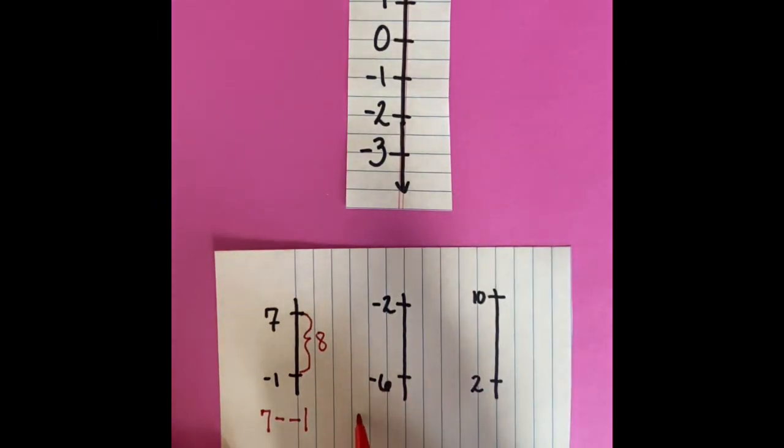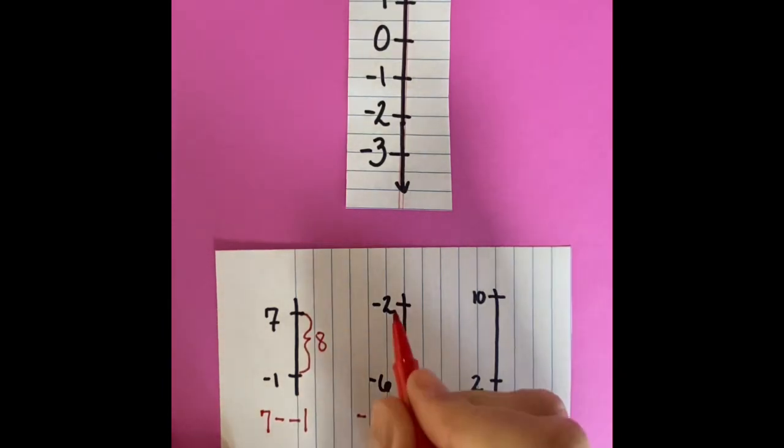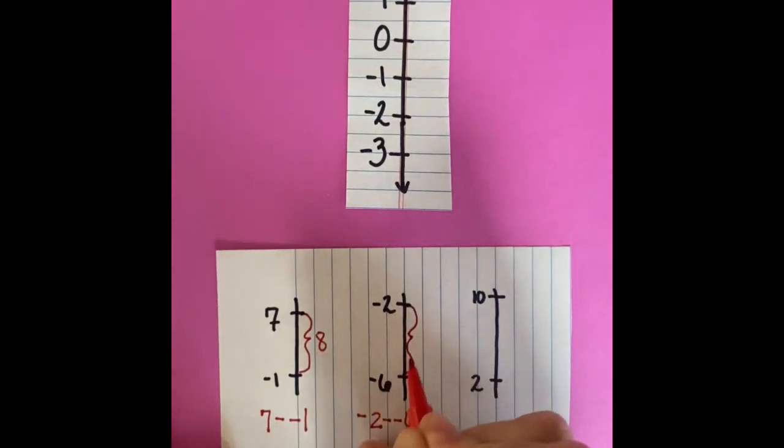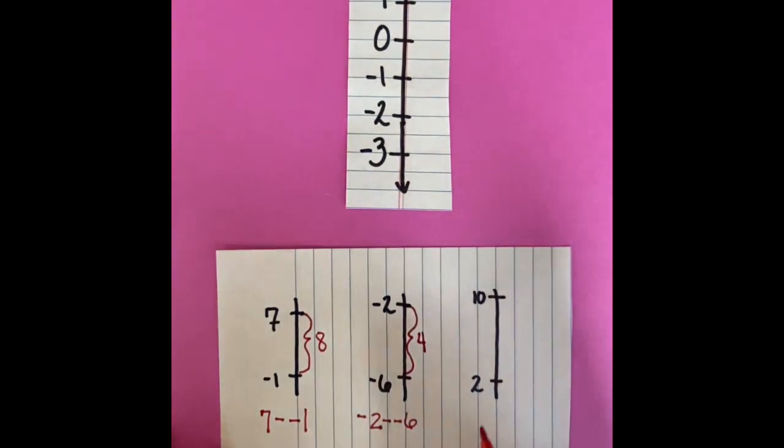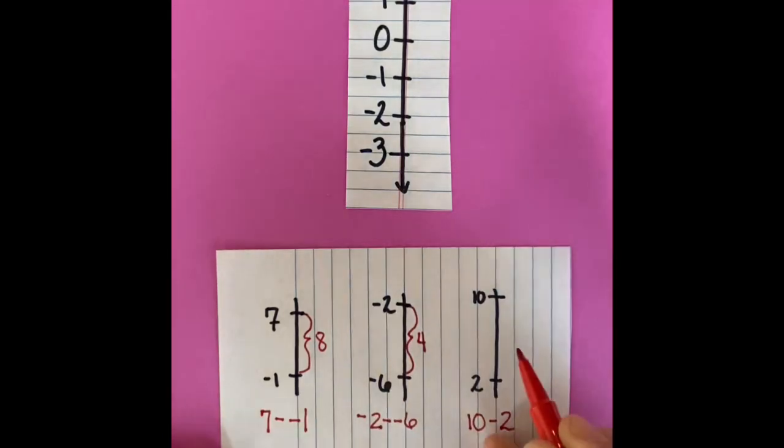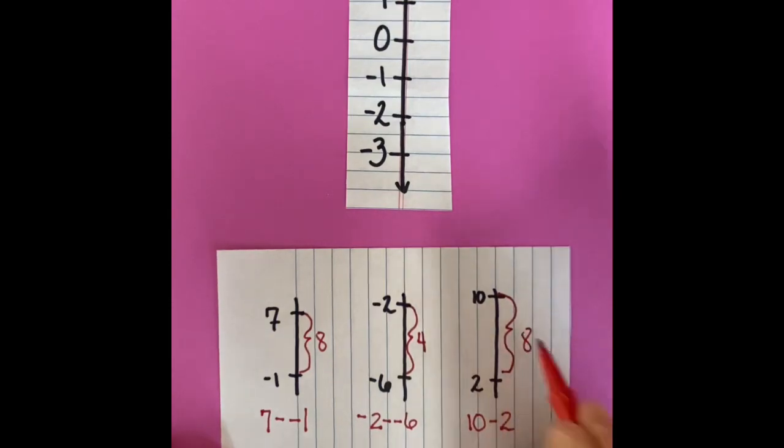The larger number is -2, minus the smaller number, -6. -2 plus 6 is 4. The distance here is 4. From 2 to 10, the larger number is 10, minus the smaller number, 2. The distance from here to here is 8.